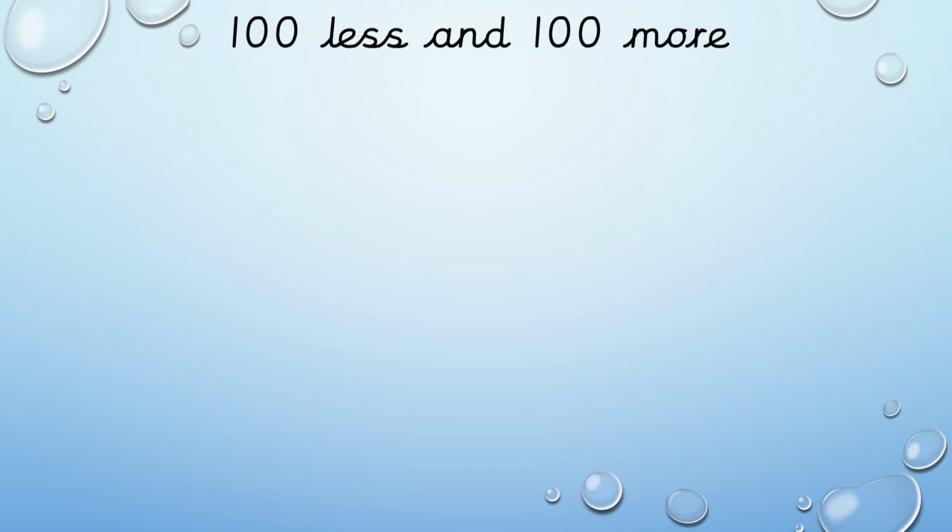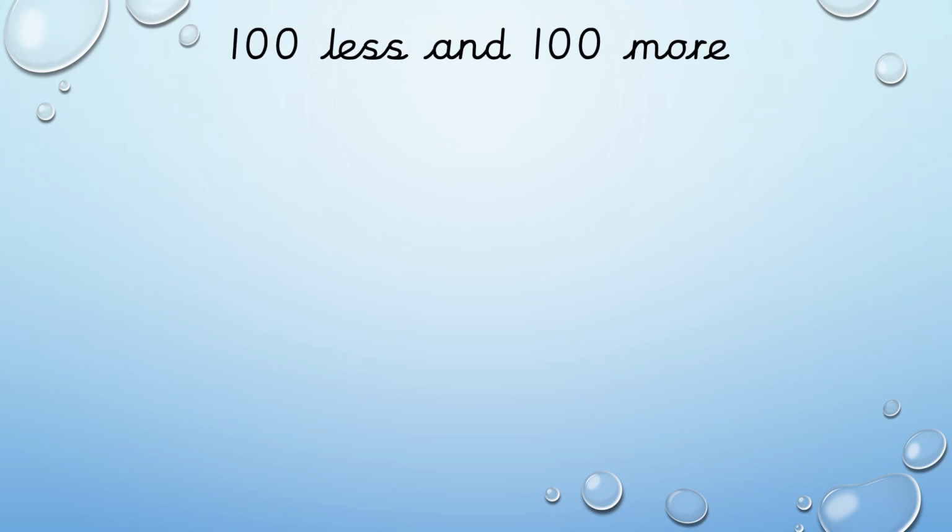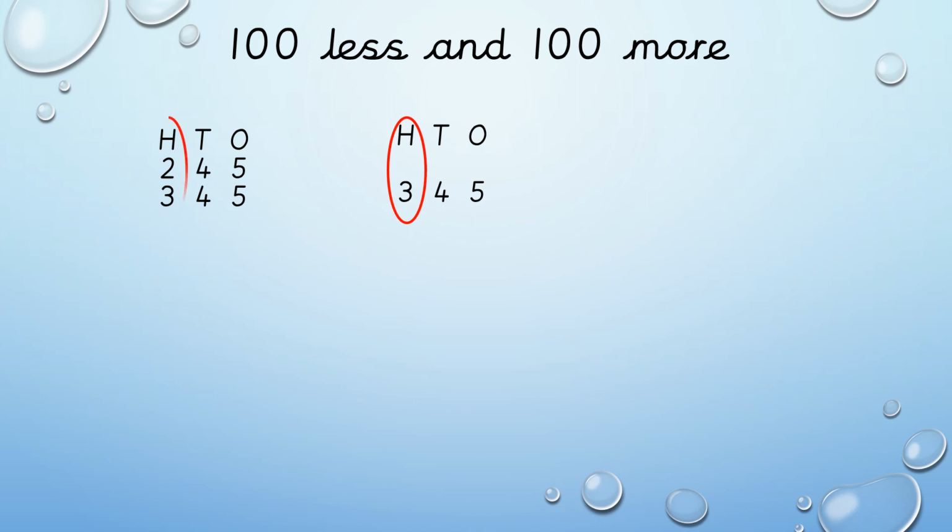Now we'll look at finding 100 less and 100 more than a given number. We're going to use our place value knowledge again, this time with the number 345. If we're finding 100 less and 100 more, which column will we focus on? That's right, the hundreds. So 100 less than 345 is 245. Have you noticed the only change is in the hundreds column?